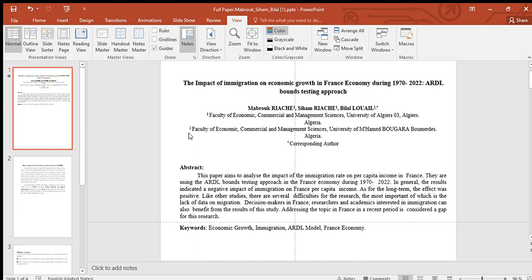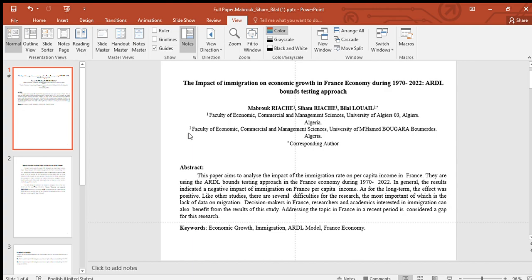This paper aims to analyze the impact of the immigration rate on per capita income in France. They use the ARDL bounds testing approach on the French economy during the study period. In general, the result indicates a negative impact of immigration on French per capita income. As for the long run, the effect was positive, like other studies. There were difficulties for the research, the most important of which is the lack of data on migration.